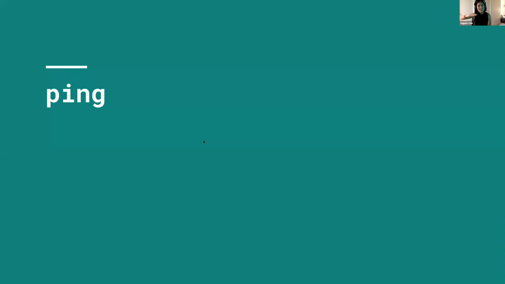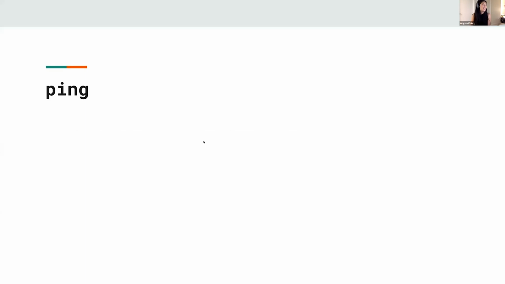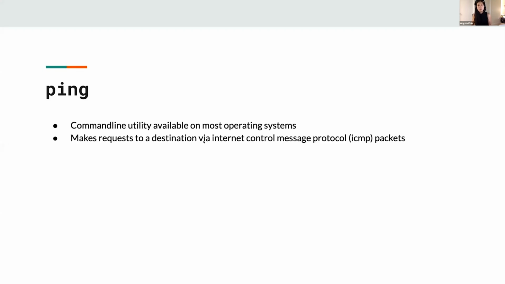And so the first tool that I wanted to talk about, starting from the very lowest common denominator and backing up in terms of power and use, is ping. Ping is a command line utility available on most operating systems. It makes a request to a destination using Internet Control Message Protocol, or ICMP packets. ICMP is a protocol that is supposed to just test the network connectivity and that a destination is reachable. So I think ping is really valuable and is often one of the first tools I use because it allows me to do that initial network connectivity test.